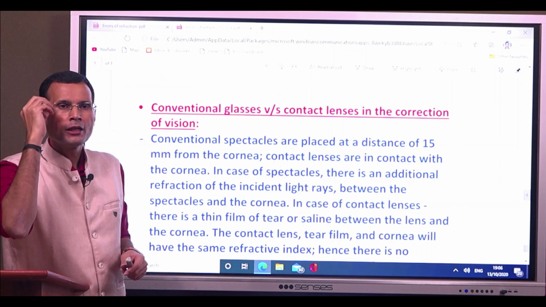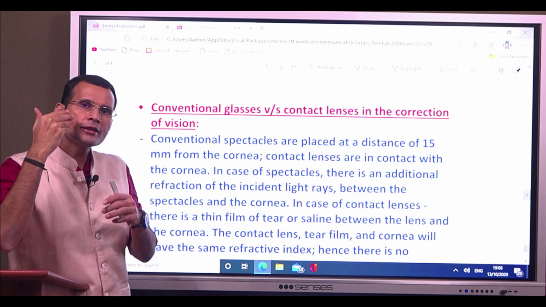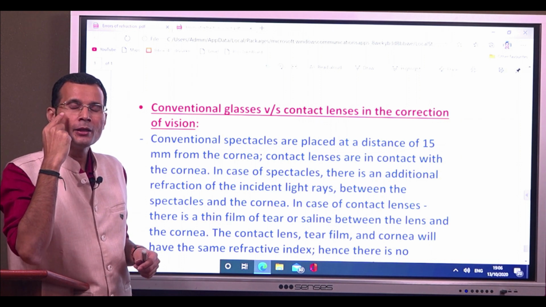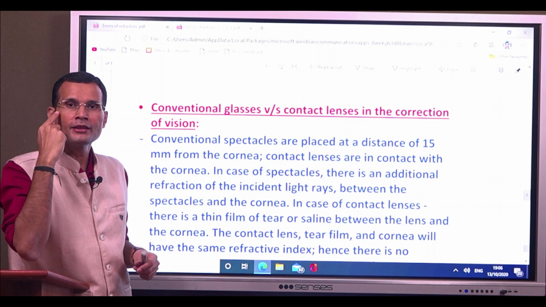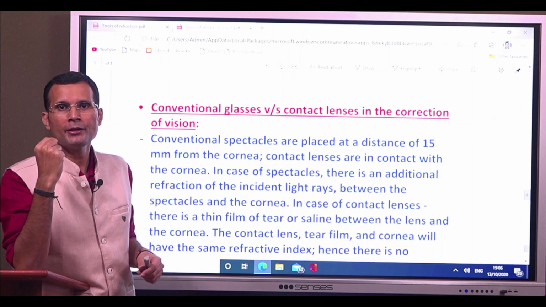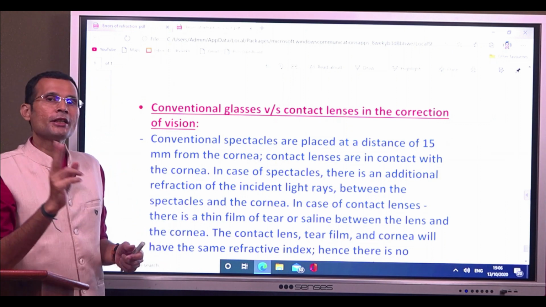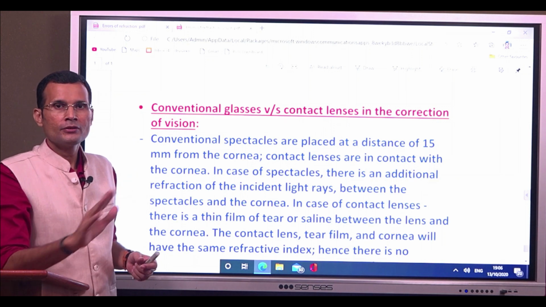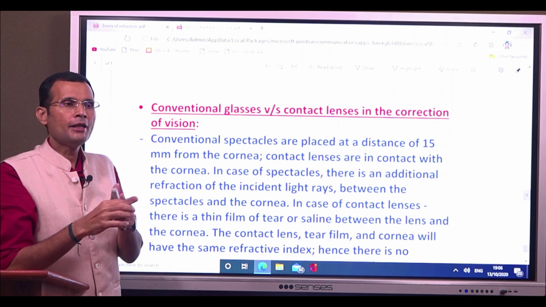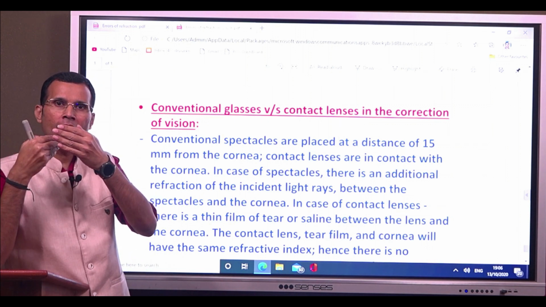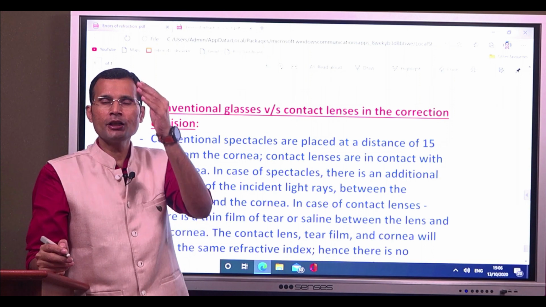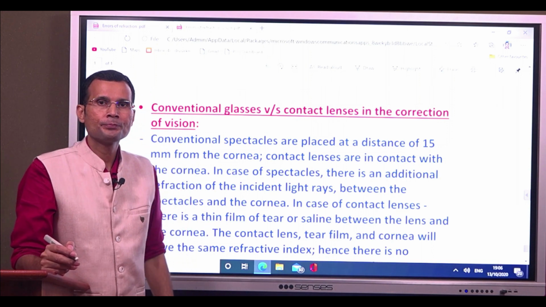First of all, since the glasses are at a distance from the cornea, the light rays will enter the glasses. Then, because there is a distance between the glass and the cornea, there will be an additional refraction of light rays, and then they will enter the eye, right? In the case of contact lens, that's not the case. Contact lens is in contact with the cornea, and there is a thin layer of tear film between the contact lens and the cornea.